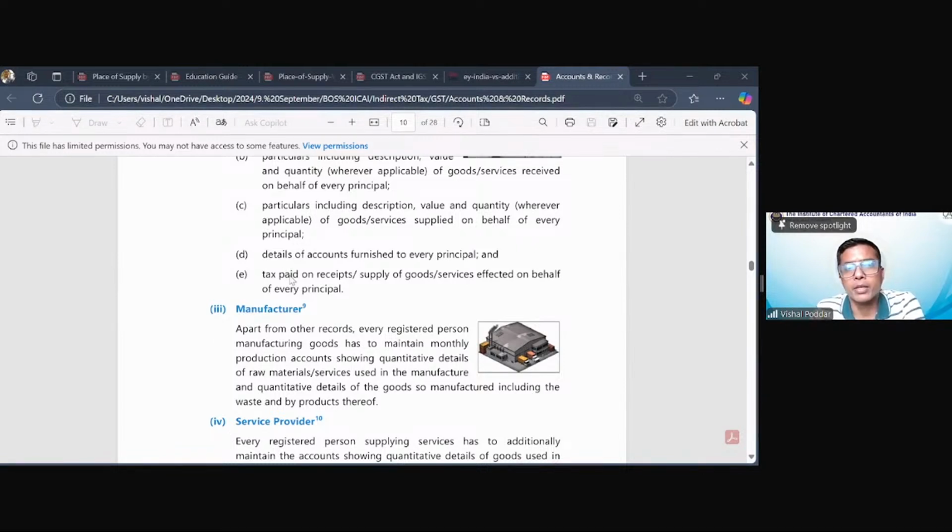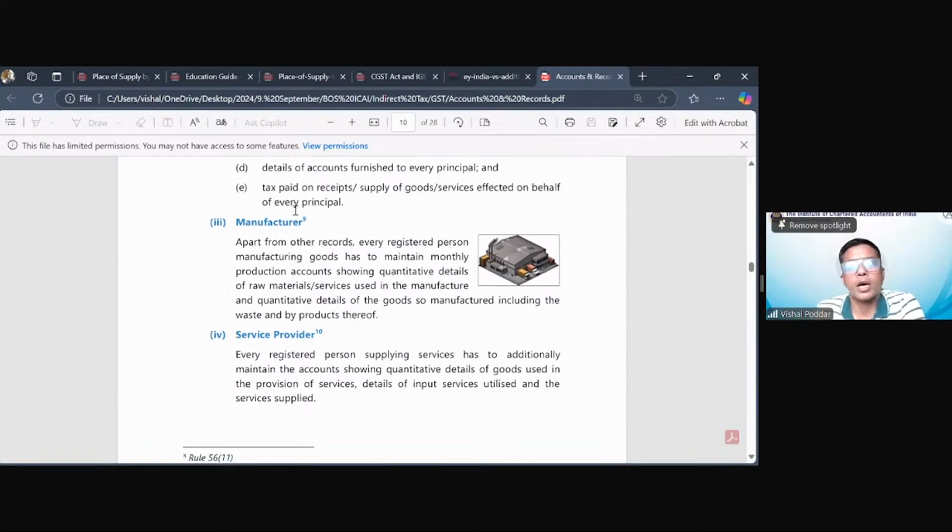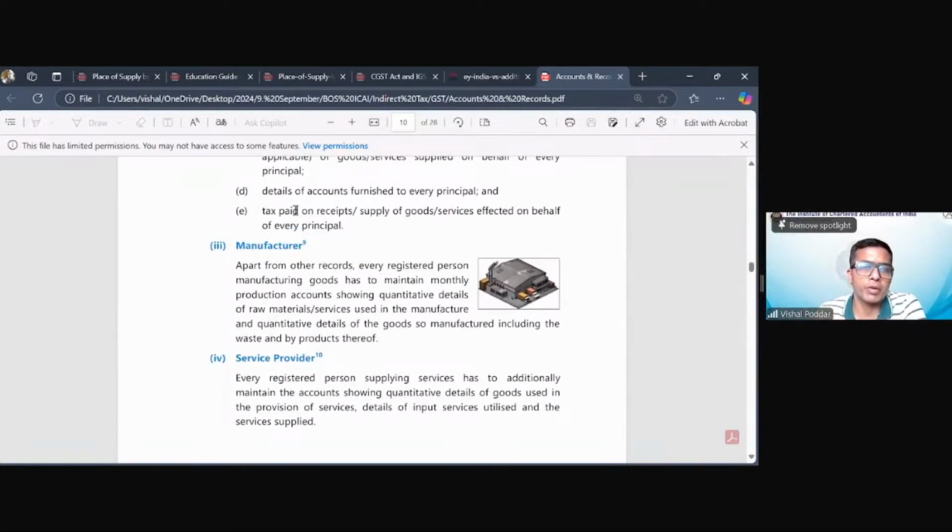So, coming back, tax paid on receipts, supply of goods effected on behalf of every principal. This covers the details of whatever taxes the agent has paid on behalf of the supplies made for the principal, and where it is RCM, on the basis of receipts made for the principal.